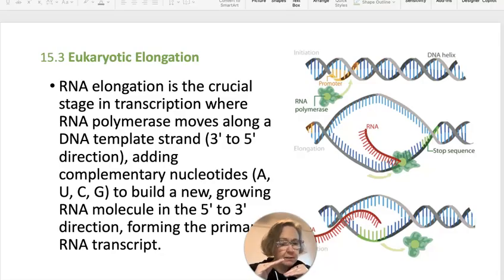Just pause it, think about that, right? It moves 3' to 5', it makes it 5' to 3', okay? Moves one way, makes it the other way. Again, A is going to go with U, and it's going to build a new growing molecule 5' to 3', forming your copy or your RNA transcript.